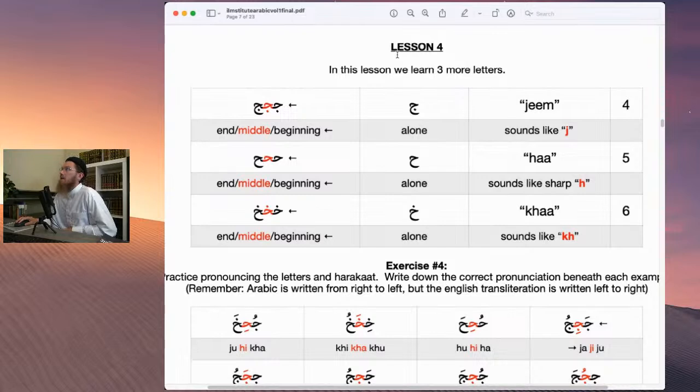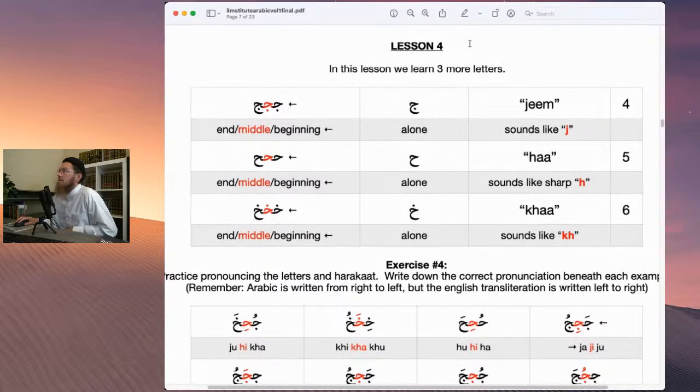Okay. So lesson 4. In this lesson, we learn 3 more letters, and I number the letters as we go through, so you can see which we're at. So this is the letter Jim. It sounds similar to the English J, Jim, right? This is how it looks alone. This is an interesting shape. I'm not even sure how exactly to describe it. It looks kind of like an ocean wave on the top, and it loops down. And there's 1 dot underneath.